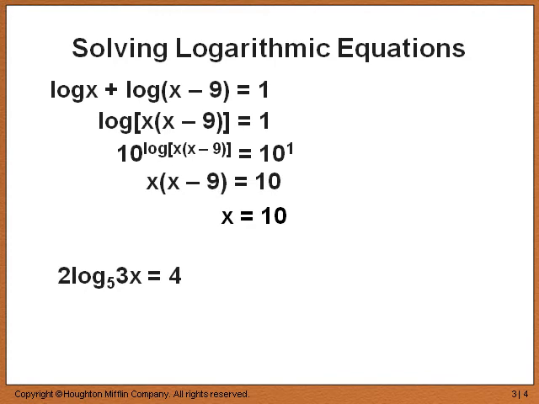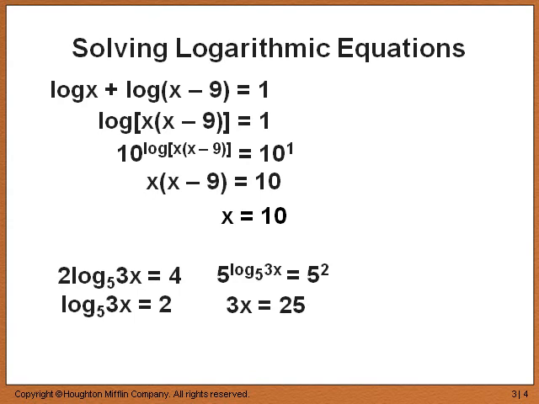Another example, 2 log base 5 of 3x equals 4. Log base 5 of 3x equals 2. We divided both sides by 2. 5 to the log base 5 of 3x power equals 5 squared. 3x equals 25. x equals 8.33.